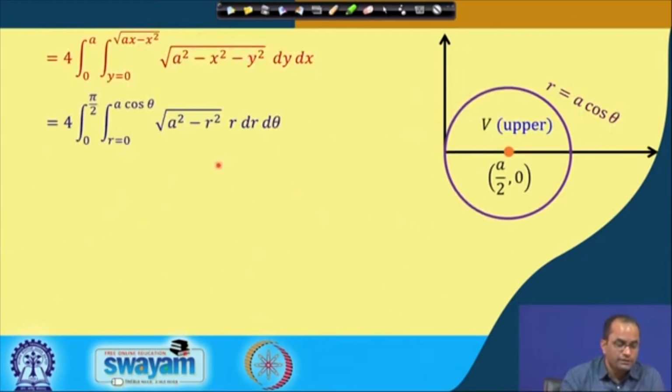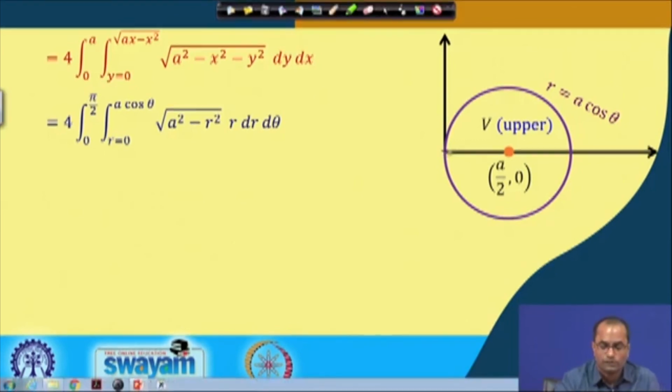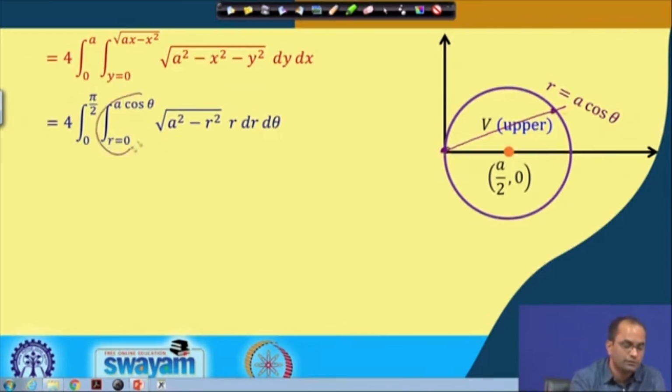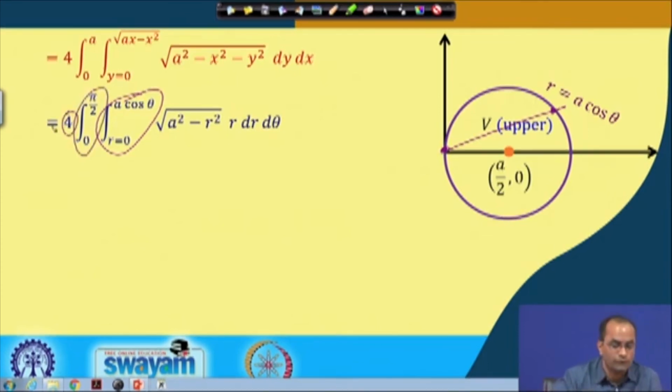So, to evaluate this, we will change to the polar coordinate. The r will go from 0 to this circle. So, r is equal to 0 and r is equal to this a cos theta, that is the limit for r, and then for theta we have 0 to pi by 2 and this 4 to get that complete volume. And we have a square minus this r square. So, for x square plus y square we have r square, and r dr d theta.